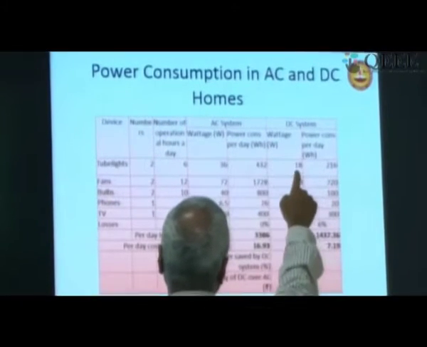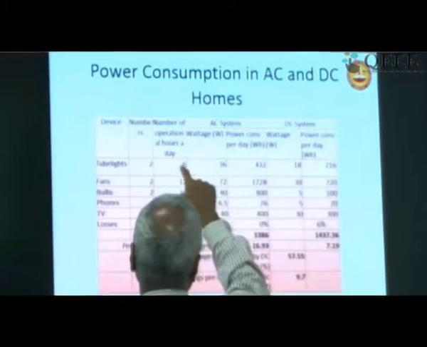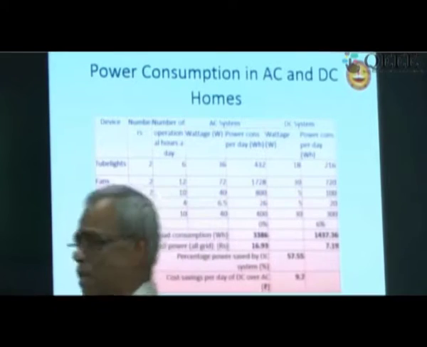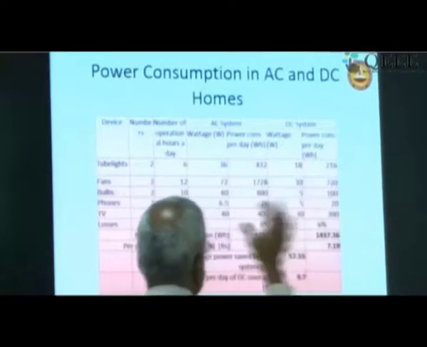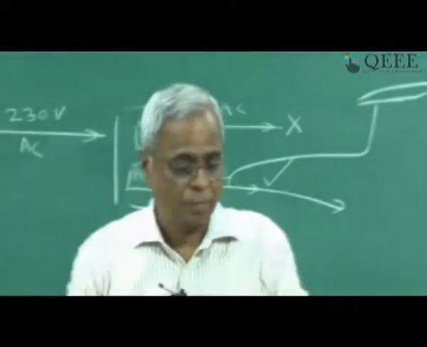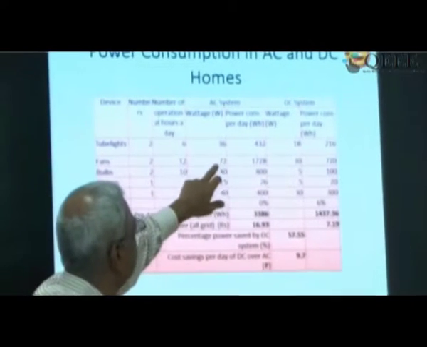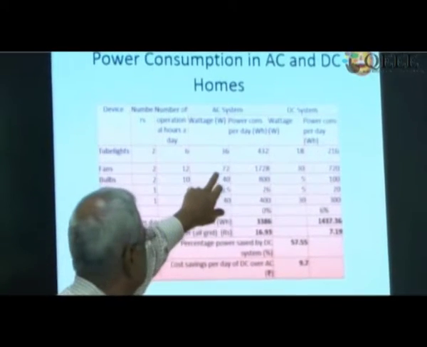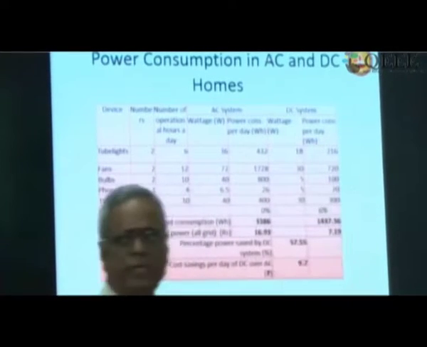This is assuming that for the DC system it is only 18, so 2 into 6 into 18 is 216. This is for the AC system, this is for the DC system. Similarly for fans, 2 fans kept for about 12 hours, 72 watts. I have taken all as full power. My power consumption is 1728. In DC it is only 720 watts.